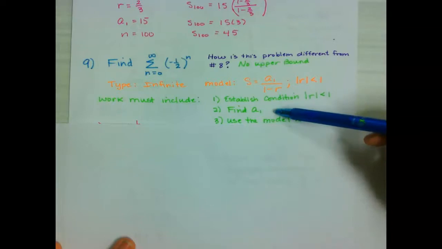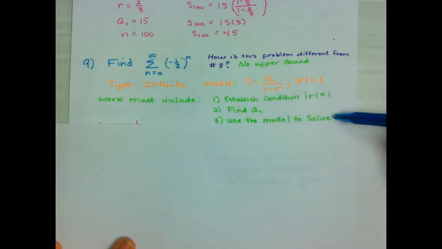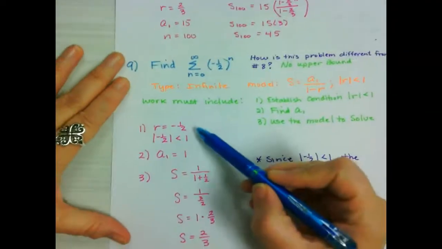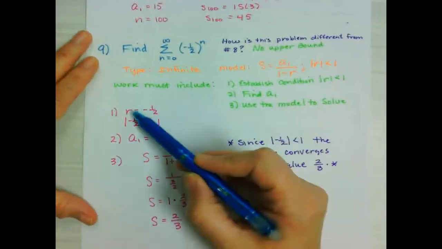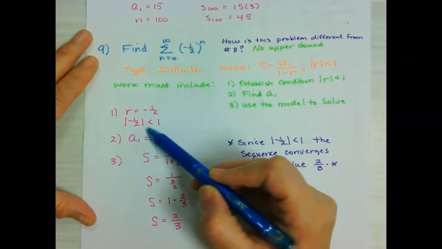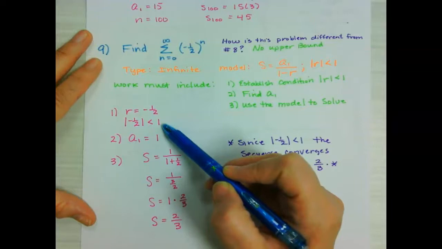We're going to find A sub 1, and then we're going to move on to using the model. Okay? So here we go. The first thing I'm doing is establishing my condition. I said the ratio equals -1/2. The absolute value of -1/2 is less than 1. Check, I've established my condition.